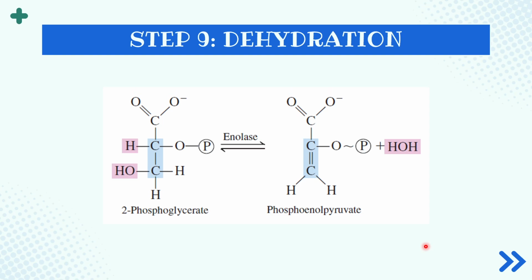Second to the last step would be dehydration. Meaning we are removing a water molecule from your 2-phosphoglycerate, and dito po siya na portion. So upon the removal of your H2O, yung carbon to carbon nyo po dito magdo-double bond na, and we now call it your phosphoenol pyruvate. And the enzyme that will catalyze this reaction would be your enolase.